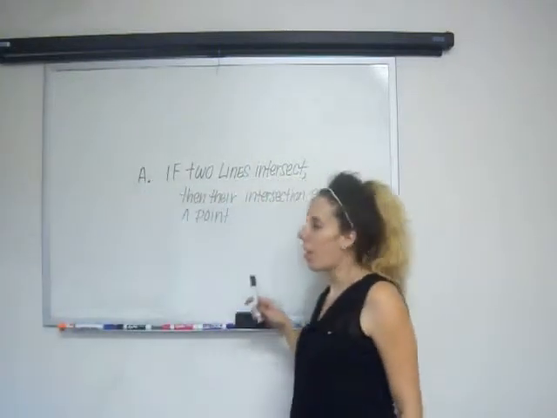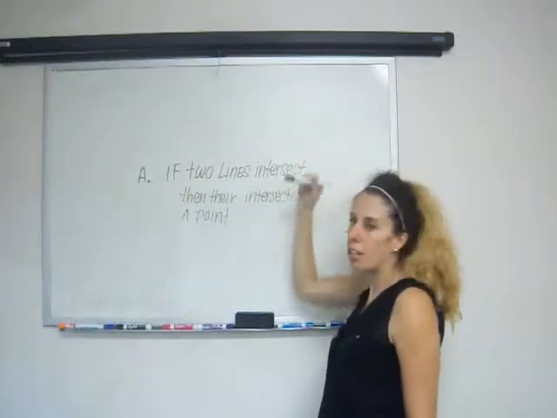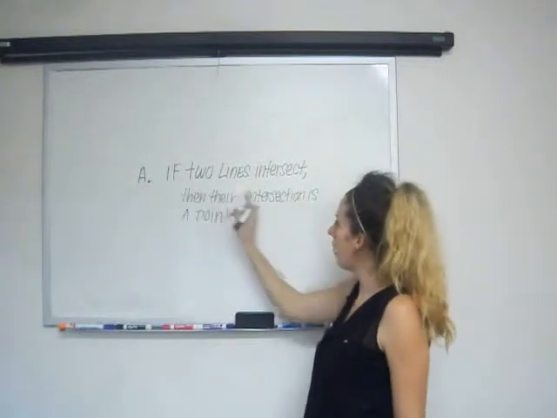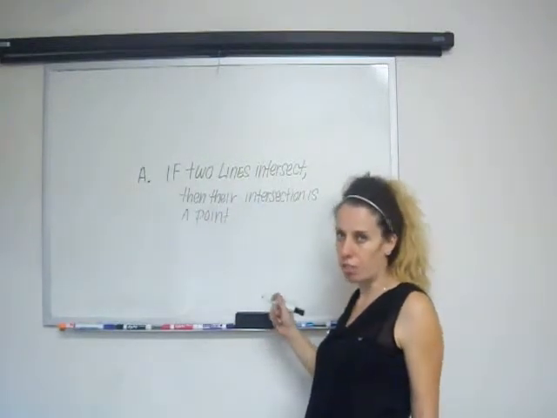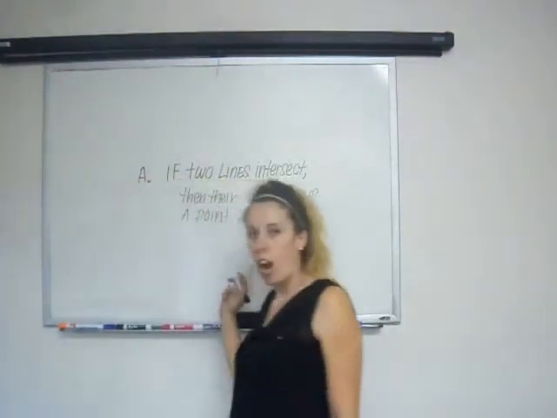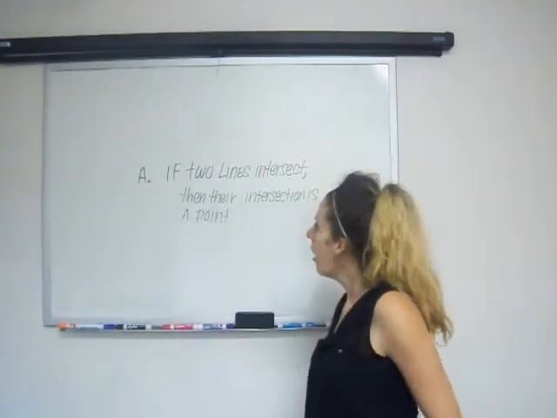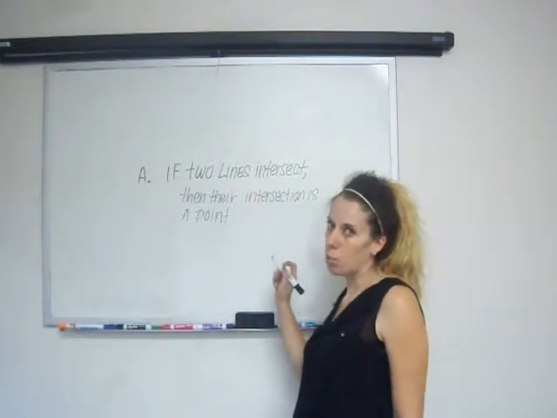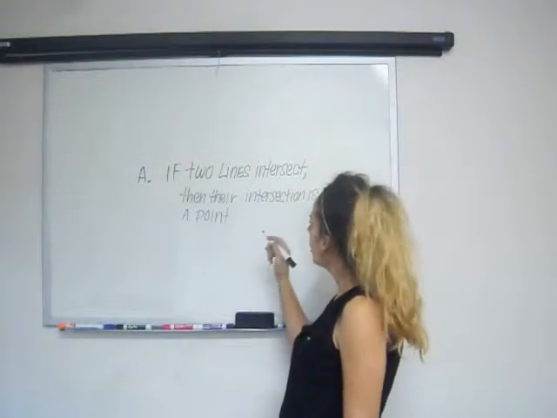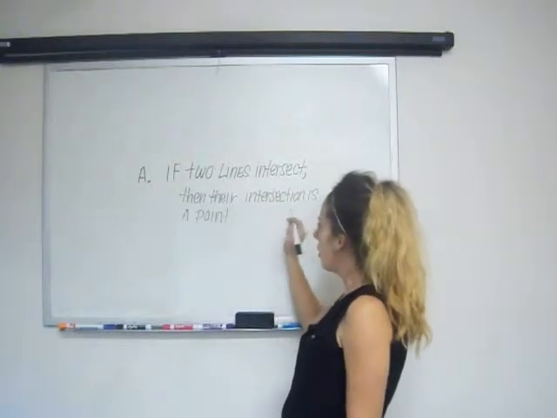Okay, so example A reads, if 2 lines intersect, then their intersection is a point. This, like you learned, is a conditional statement. We have our if and then we have our then, so it's a conditional if-then statement. And they want you to identify the hypothesis and the conclusion in this conditional statement, okay? So the hypothesis is usually the first part of the conditional statement, and it's the if portion of the statement, okay? And so in this one it says, if 2 lines intersect, then their intersection is a point.